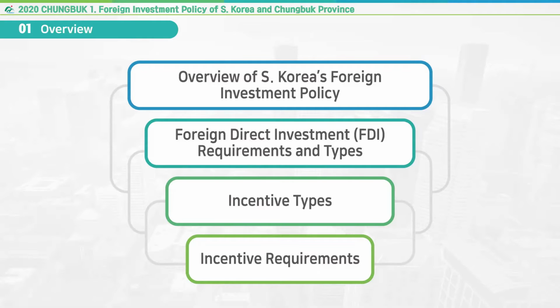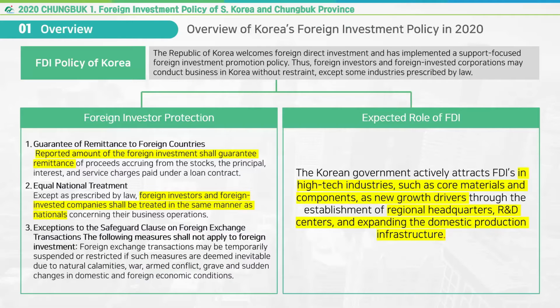First, we will look at the outline of the Korean foreign investment support system, followed by FDI requirements and types, and incentive types, and at last, the incentive requirements. The key point of foreign investment policy in Korea is to open the scope of the available industry to FDIs as much as possible and provide a business environment where leading technology companies can do business competitively in Korea.